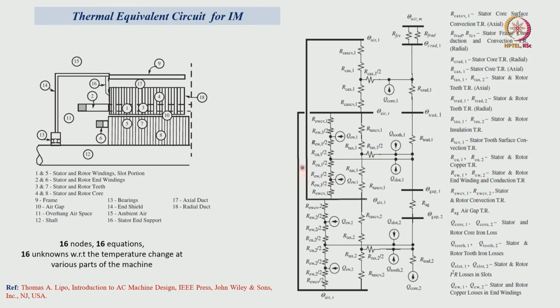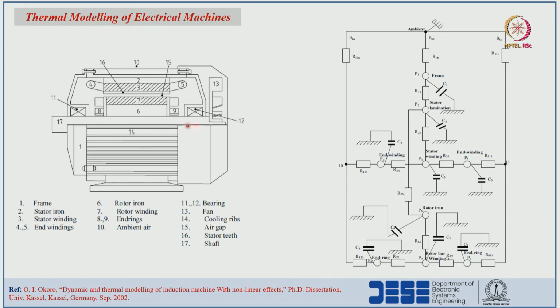This is another type of thermal equivalent circuit which is presented in this literature, where the axial as well as radial direction of heat flow is considered and 16 thermal nodes are considered. In the same way, in order to see the different thermal networks in various literatures, this is another literature where the thermal nodes are 10 nodes and 10 equations will be there.